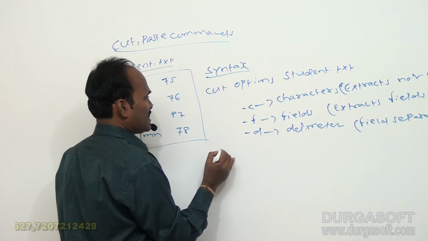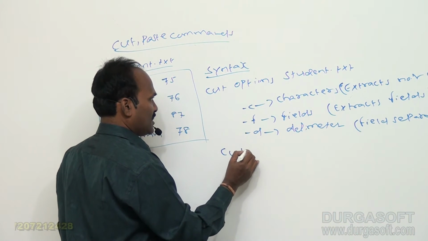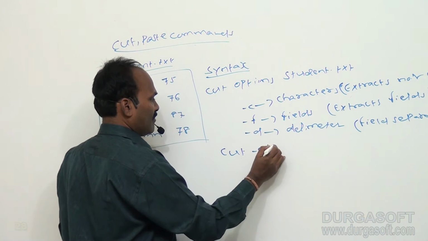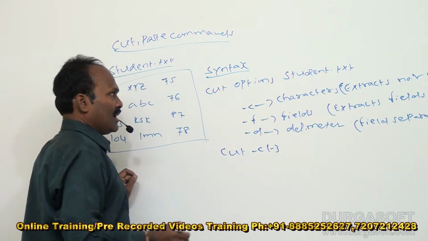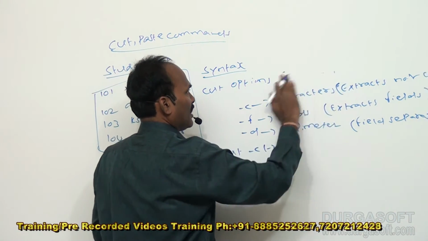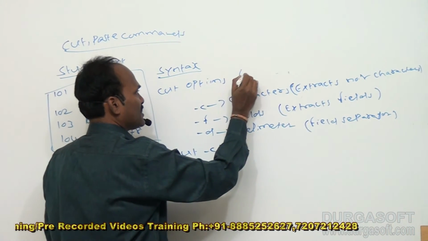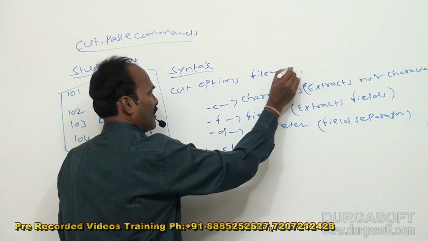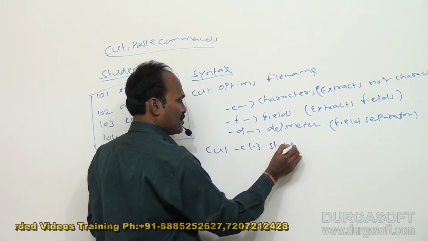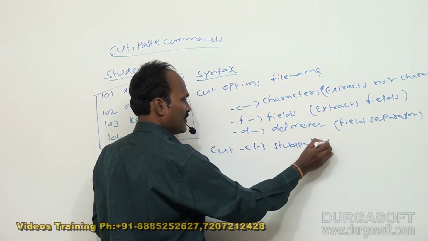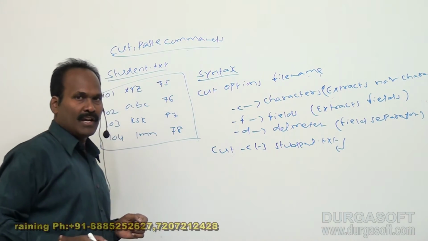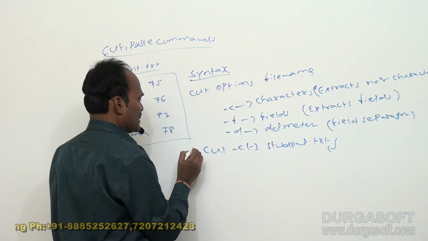Suppose I say my option cut -c 1 to 3, followed by the file name. Here also, -c 1 to 3, and the file name is student.txt. From the student file, what happens here? Characters 1 to 3 will be extracted. So this is the first example.